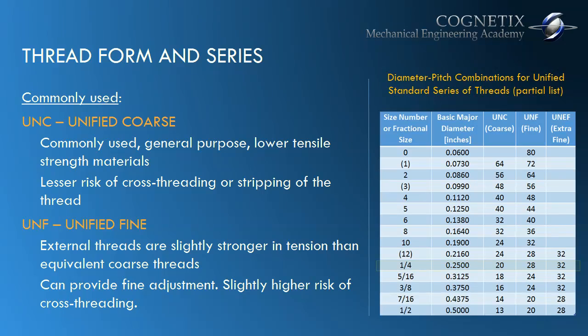For example, a quarter size screw. A coarse thread would be a quarter 20. Fine thread would be a quarter 28. Extra fine would be quarter 32.